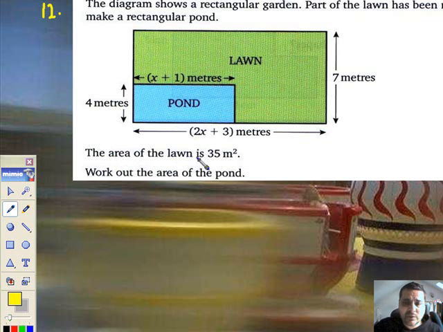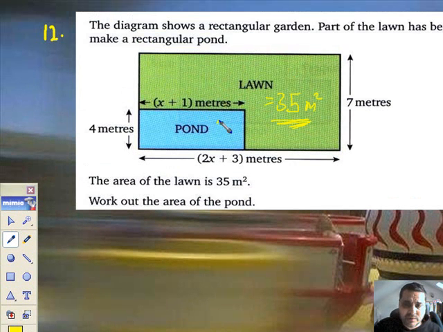Now the area of the lawn is 35 meters. That's just the green bit. So I'm going to put here, I don't know if you can see that, but I'm going to write it anyway, meters squared. It's an area. Work out the area of the pond. I'm going to put a little question mark there for me.